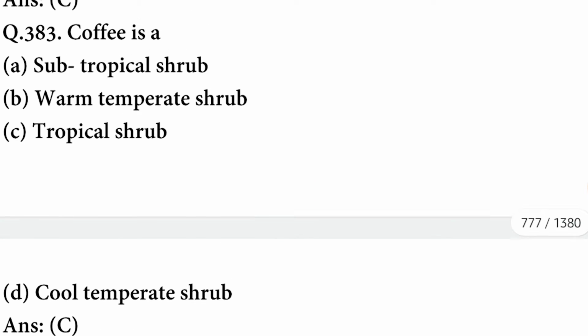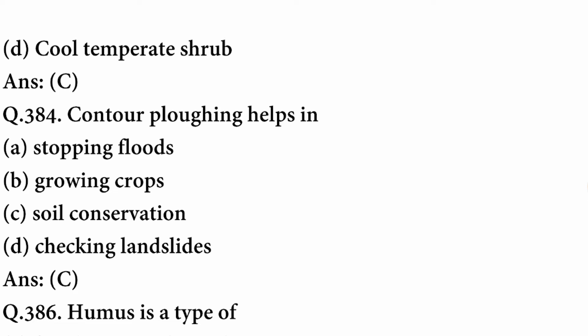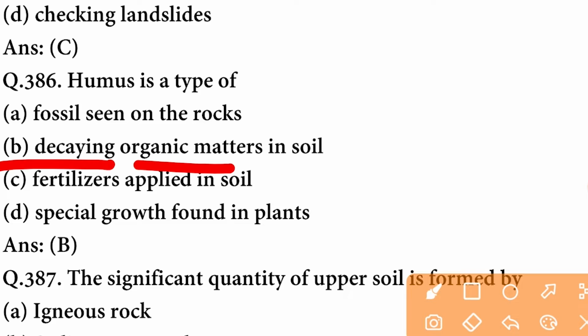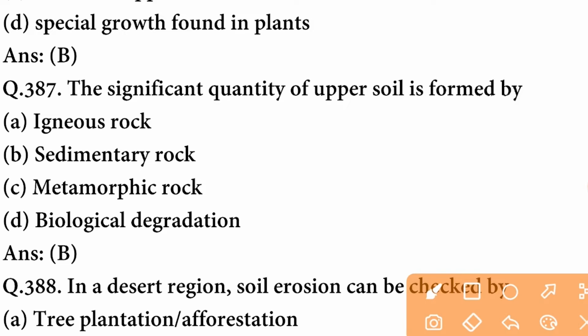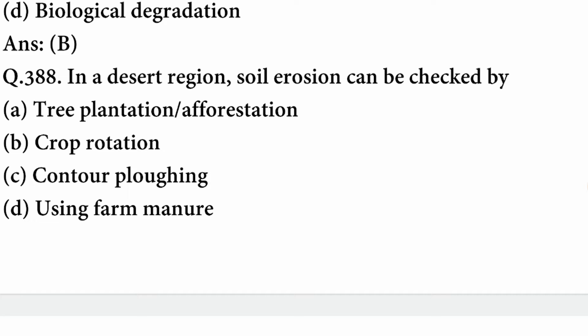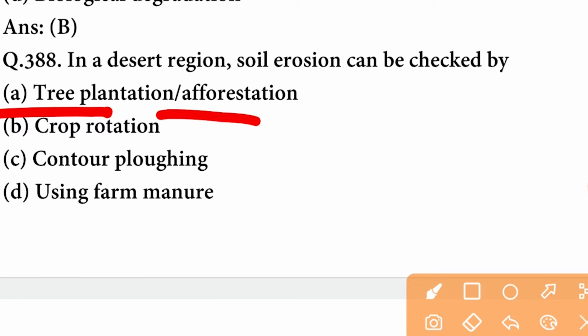Coffee is a tropical shrub. C option is correct. Contour ploughing helps in soil conservation. Humus is a type of decaying organic matter in soil. B option is correct. The significant quantity of upper soil is formed by sedimentary rock. B option is correct. In a desert region, soil erosion can be checked by tree plantation or afforestation.